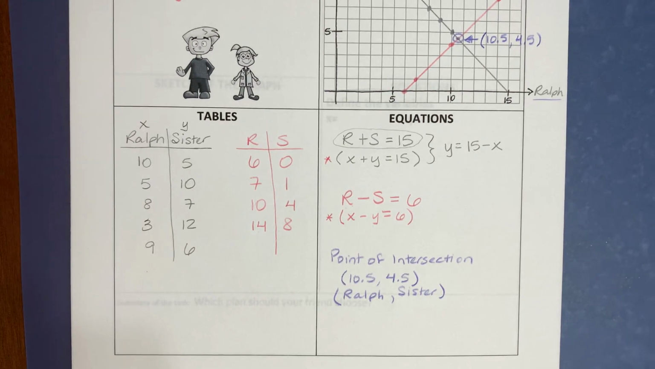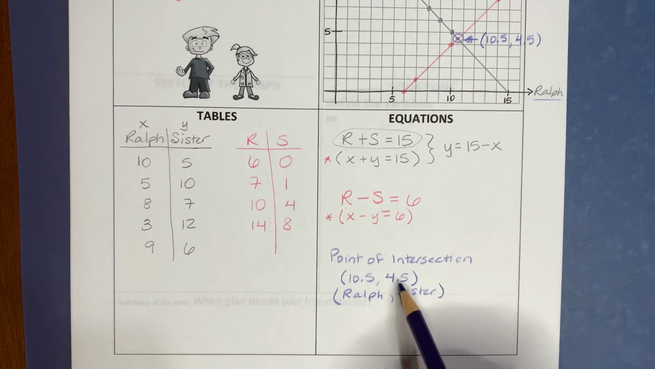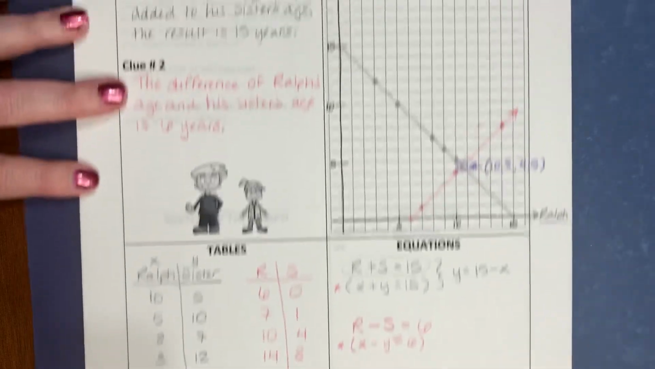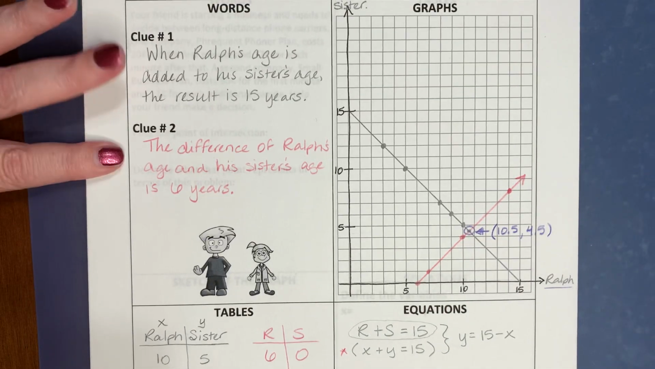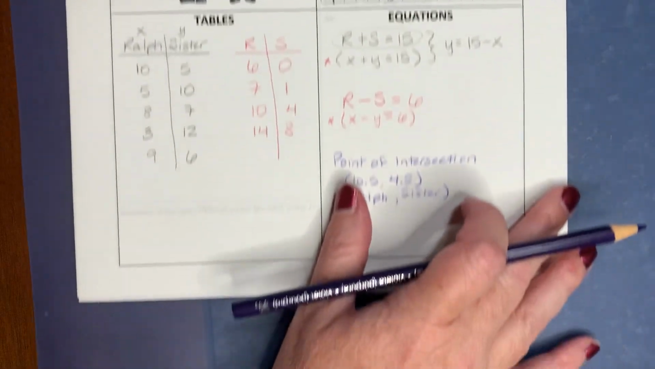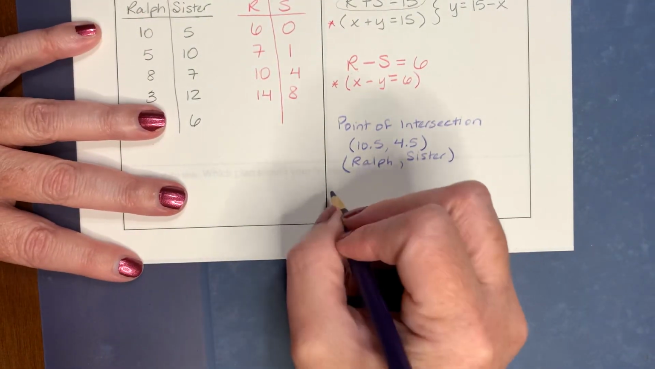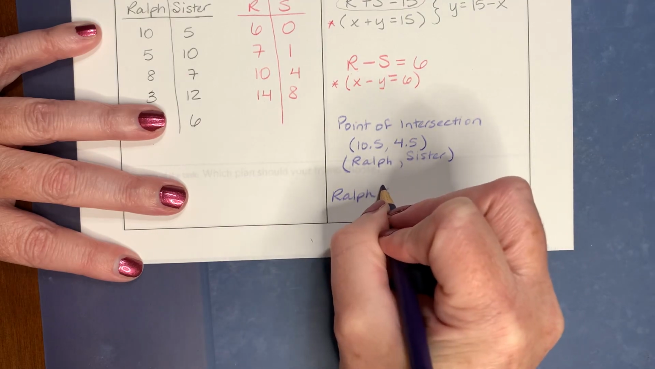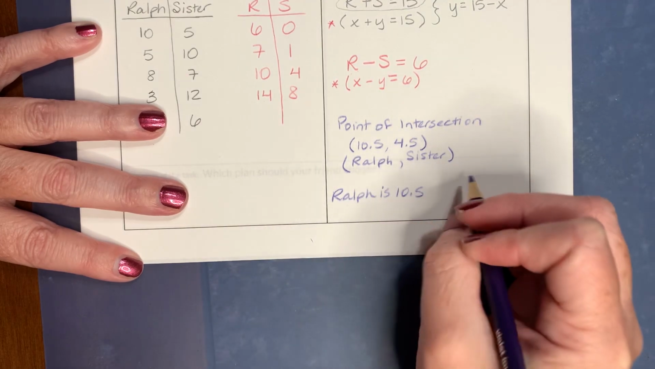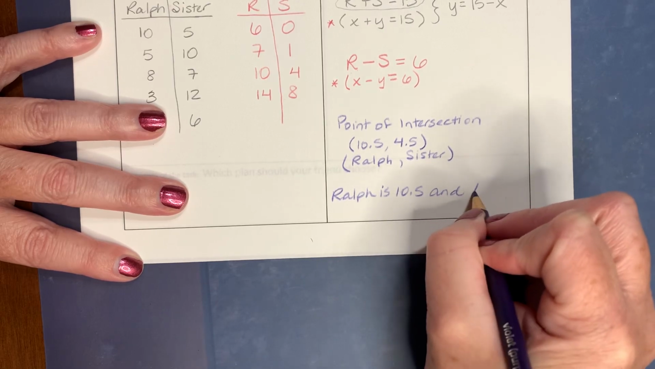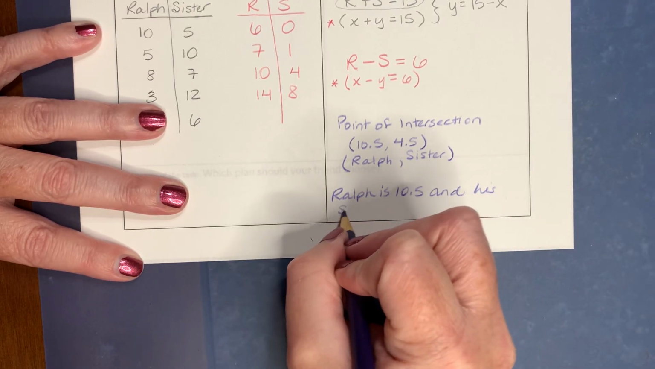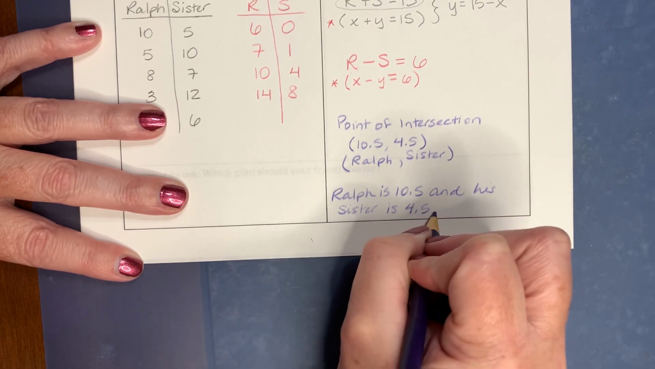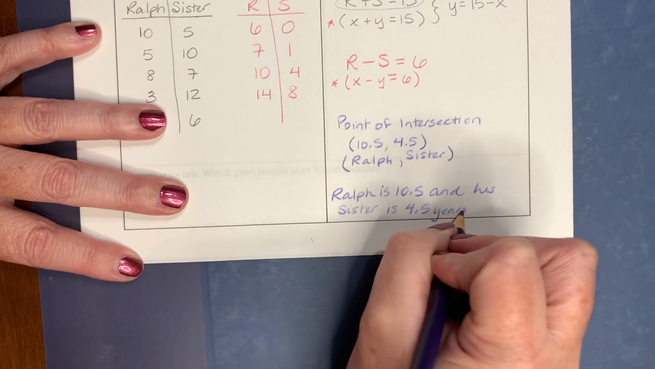Right? That's what that means. So X value was Ralph and sister is 4.5. So right now, if I want to know how old are these kids where both of these facts are true, then we would say Ralph is 10.5 and his sister is 4.5 years old.